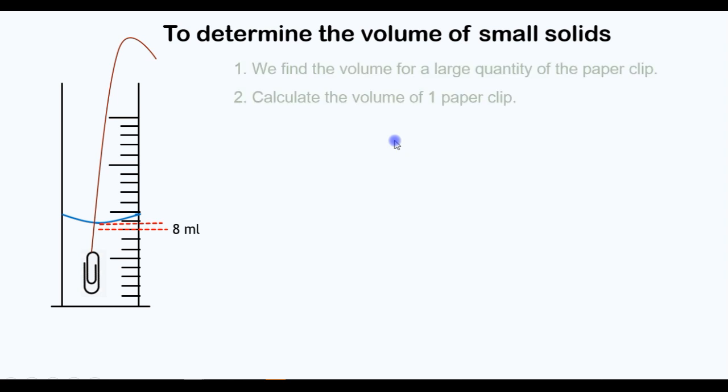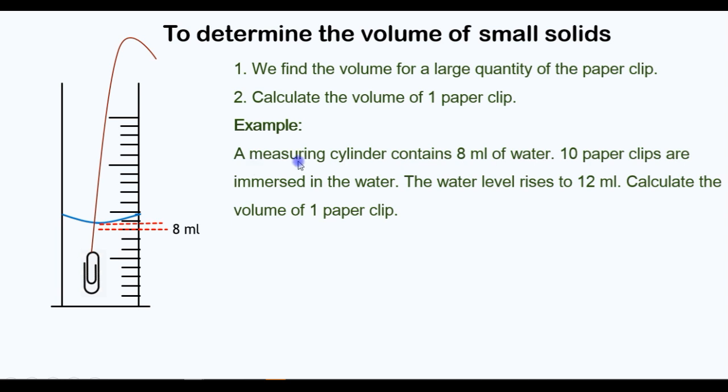So how do we find the volume of small solids, for example, the volume of a paperclip? The way to do it is, first we find the volume for a large quantity of the paperclip, and then we calculate the volume of one paperclip. The following example will illustrate this method. A measuring cylinder contains 8 milliliters of water. 10 paperclips are immersed in the water. The water level rises to 12 milliliters. Calculate the volume of one paperclip.